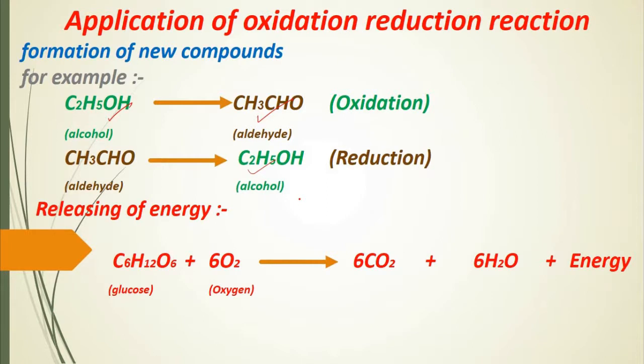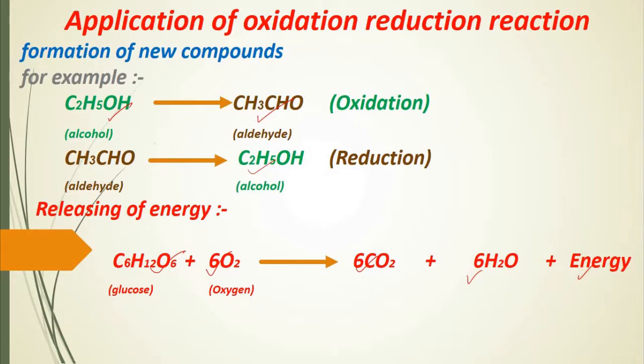Releasing of energy: we know that plants form carbohydrate in their leaves, and we take food, and that food is converted into glucose. Glucose is oxidized, and after oxidation of glucose, carbon dioxide, water, and energy are released. So this is an oxidation reaction, when oxygen combines with the glucose molecule to form carbon dioxide, water, and energy. These are some applications of the oxidation reduction reaction. There are so many other uses.